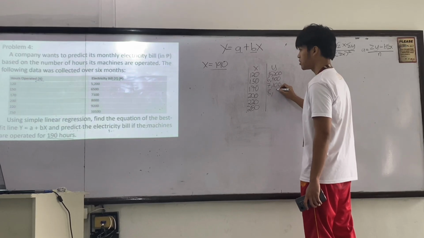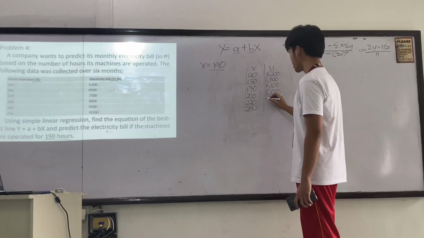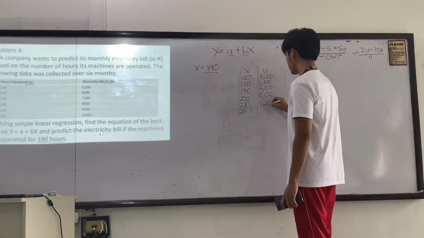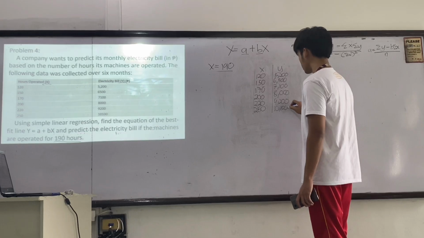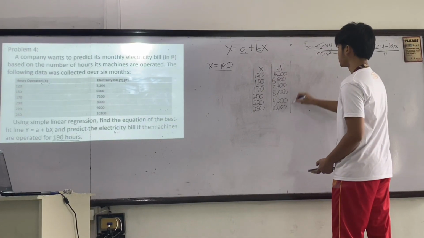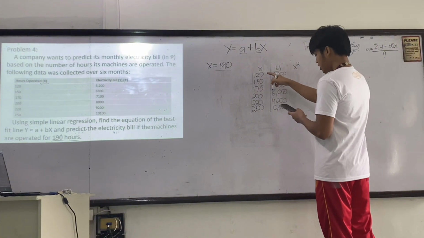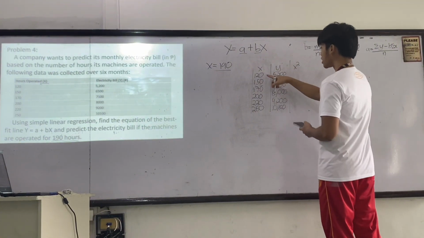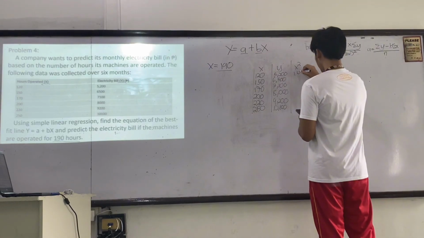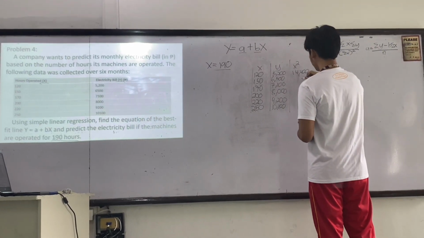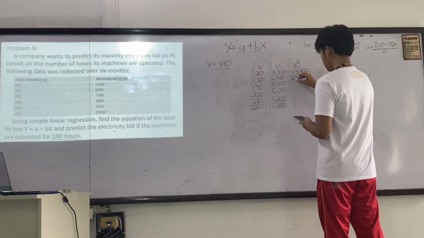Copy first all the values and then proceed to squaring the values of X and Y. So for the second will be X squared. So 120 squared will be 14,400. And 150 squared will be 22,500.